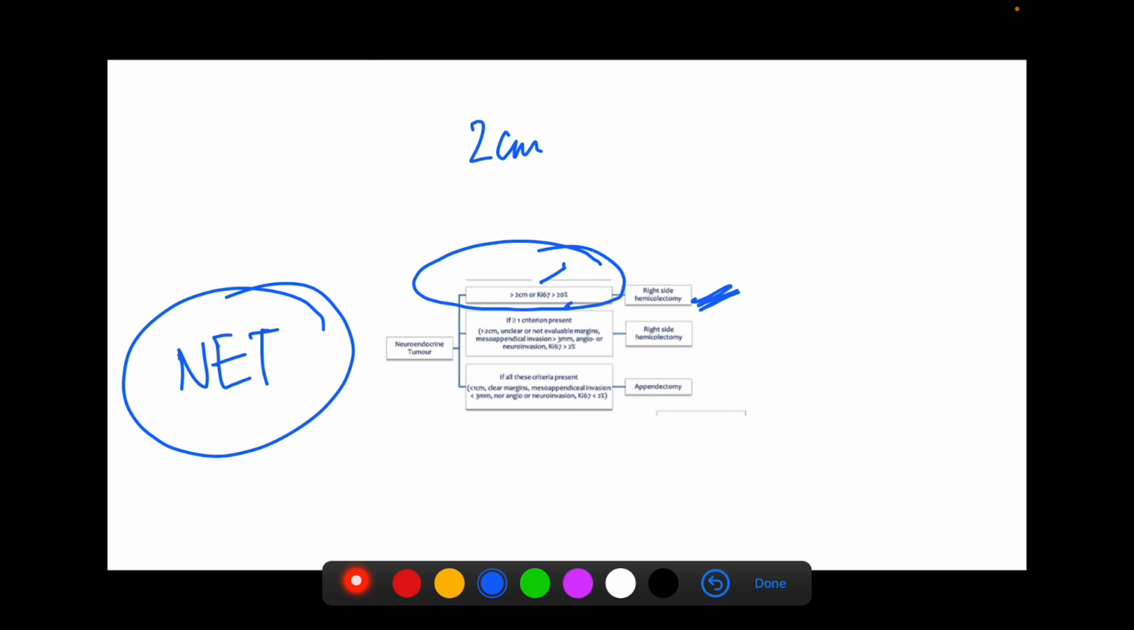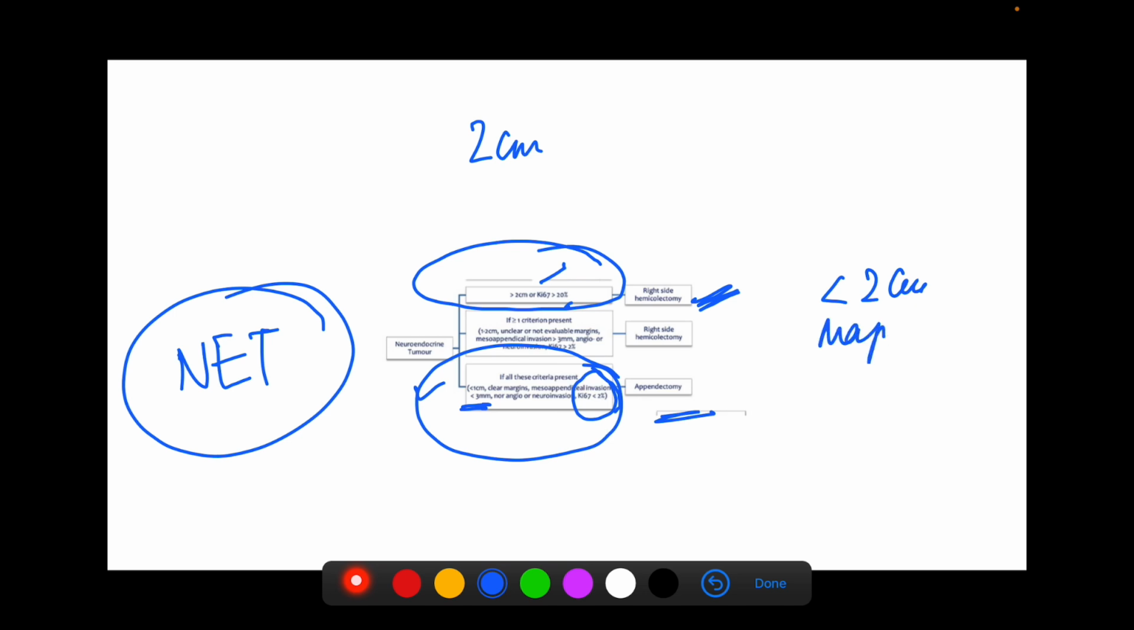If the patient has a less than 1 centimeter tumor, a clear margin at appendicectomy is achievable. Mesoappendiceal invasion is very small, less than 3 millimeter, right? No angio or neuroinvasion and low Ki67. If these points are present, a simple appendicectomy is sufficient. So less than 2 centimeter, right?